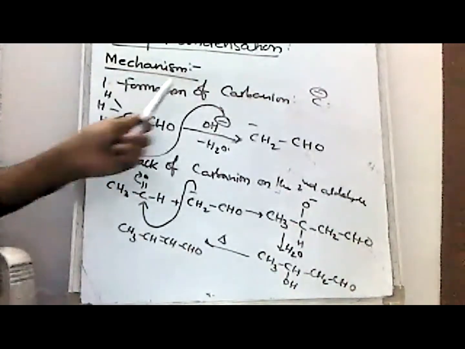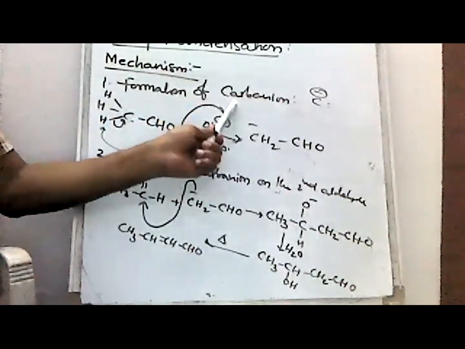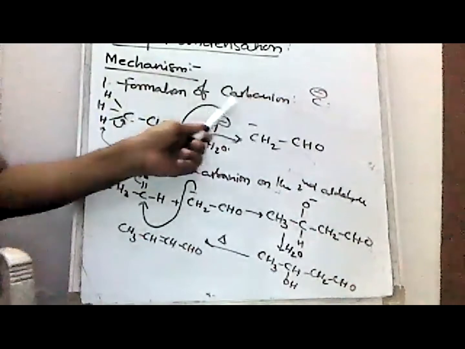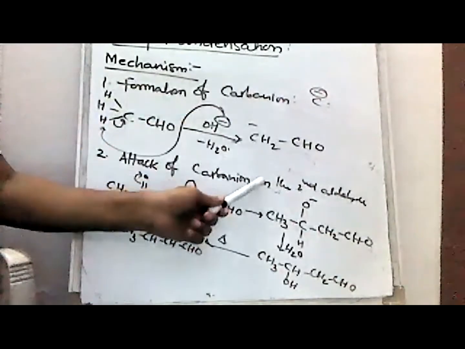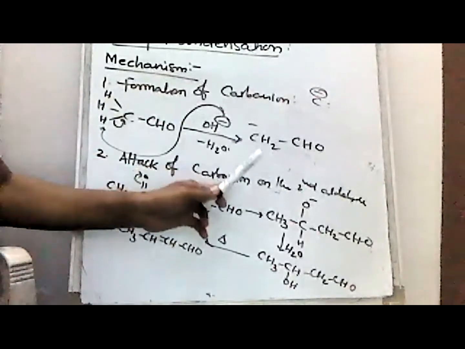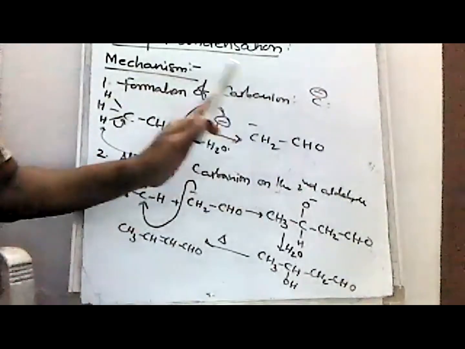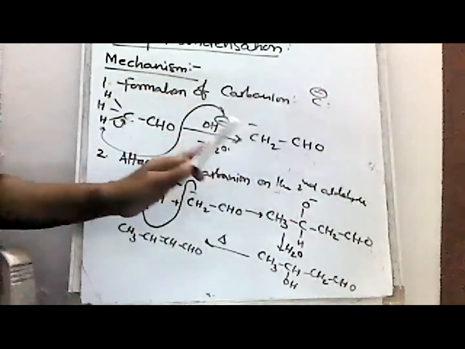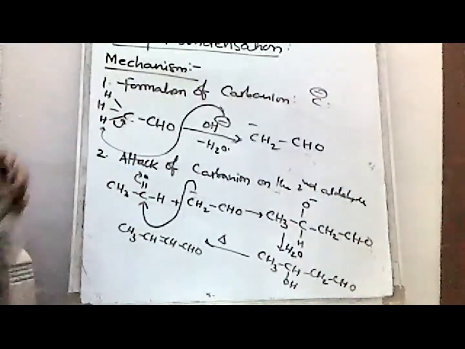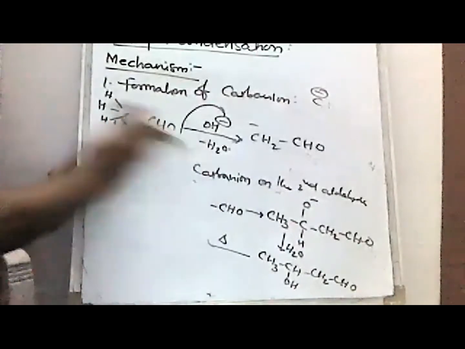So this mechanism involves the formation of a carbanion. This is the first important point from the objective point of view. The second step is the attack of the carbanion on the carbonyl carbon of the second aldehyde molecule. So this is about aldol condensation.